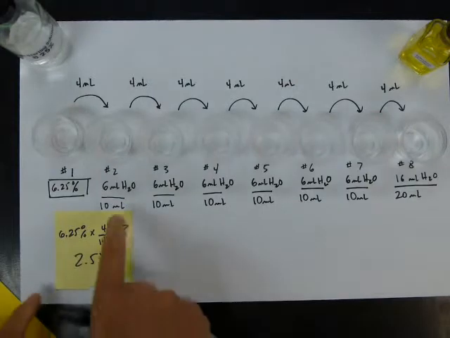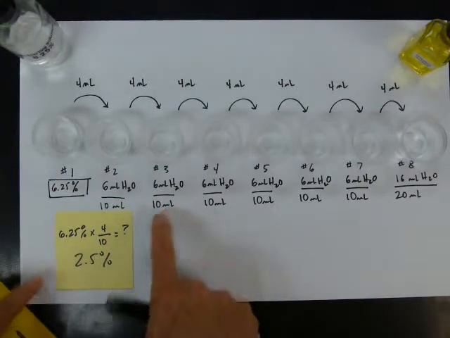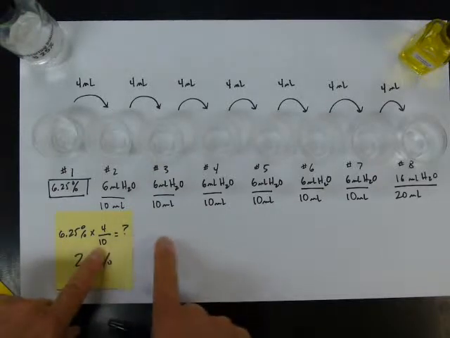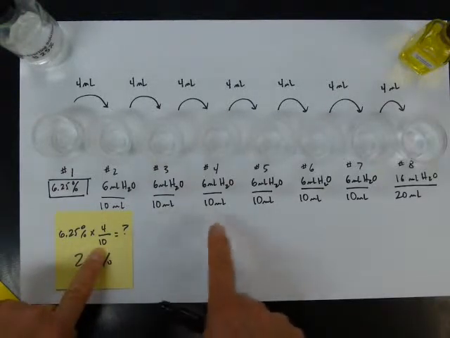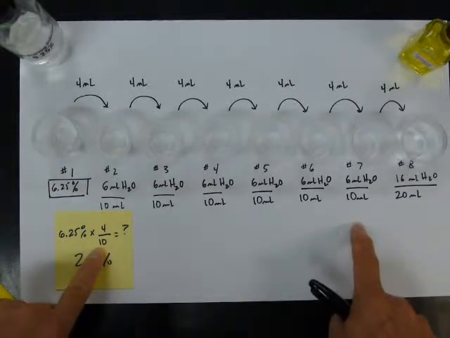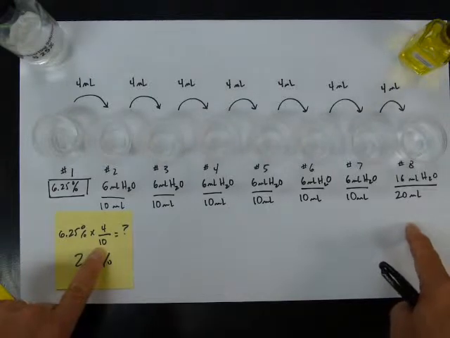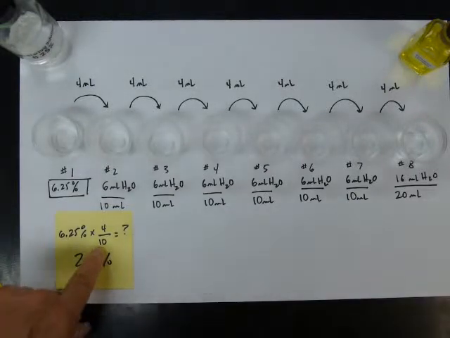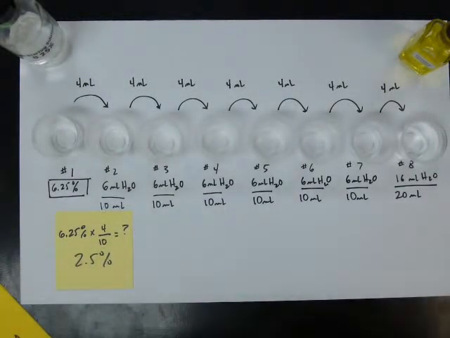What you would need to do then is calculate for cup number 3, if I use the same dilution factor, 4/10, what would that concentration be? And if I did the same thing all the way down, diluting by 4/10 each time, what would be the new concentration? Now the last one is not diluted by 4/10, it's diluted by 4/20. So you'll have to watch out when you do that calculation. So let's take a look and see what happens.